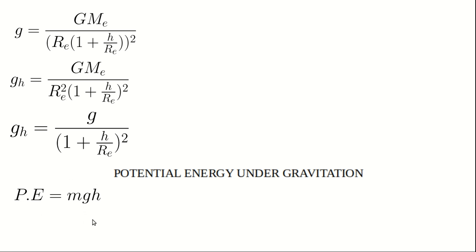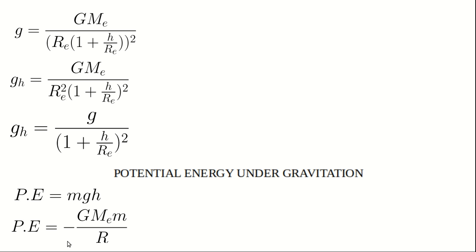So instead of using this one, we'll make use of this particular one. Our new PE is now minus G Me m all over r, where r is the distance from the center of the earth to far above the surface of the earth, right? When we are very close to the earth's surface, this one holds, but if you are far away from the earth's surface, this one holds. And the reason we have the negative sign is because we want a situation whereby as r tends to infinity, the potential energy should tend towards 0.